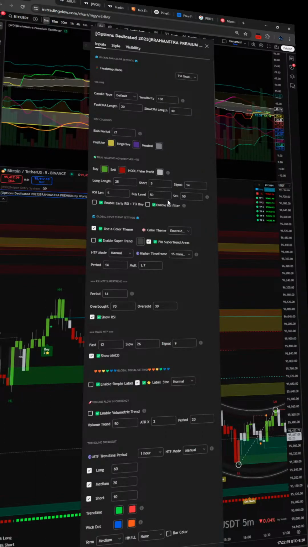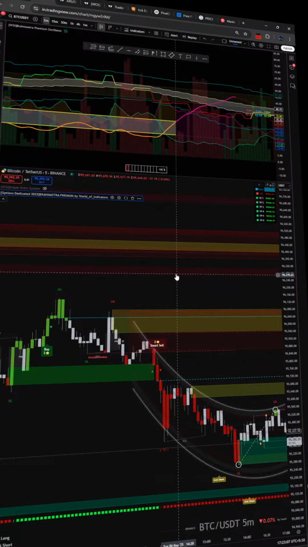There is also a setting. I only want bullish above 55 and bearish below 40. You can define what value you want. I want only a green signal above the 55 RSI level and only a red signal below 40. You can set it here and the changes will come up.